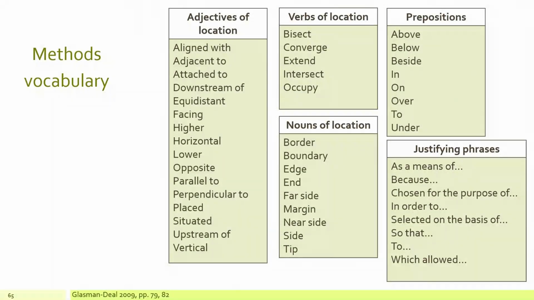Here, note that some adjectives can become verbs and vice versa. For example, "aligned" describes something, while "align" is the action you do to make it aligned. To create an adjective from the verb, make the verb into its past participle. For regular verbs, this means adding "-ed" to the end of the word, "align" to "aligned." Glassman-Diel also advises using justifying phrases such as "because" to show why you selected certain actions in your methods.